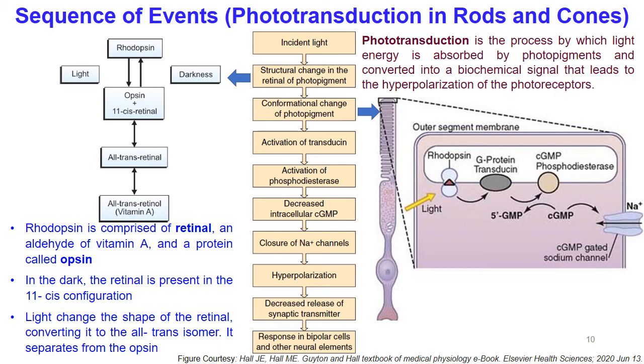The hyperpolarization reduces the release of the synaptic transmitter glutamate, and this generates a signal in the bipolar cells that ultimately leads to the action potential in the ganglion cells. The action potentials are transmitted to the brain. Now, the brain turns the signal into the images. That is what we can see.